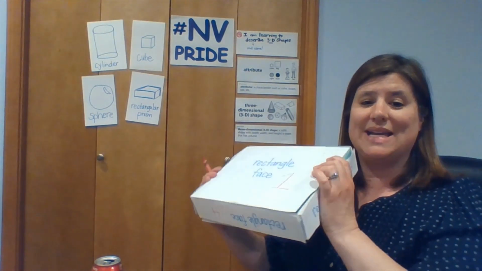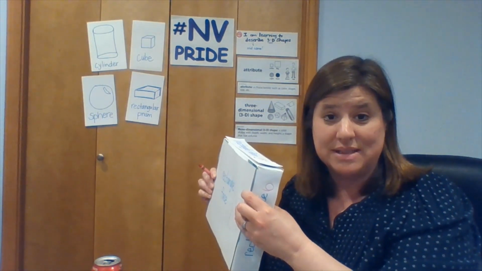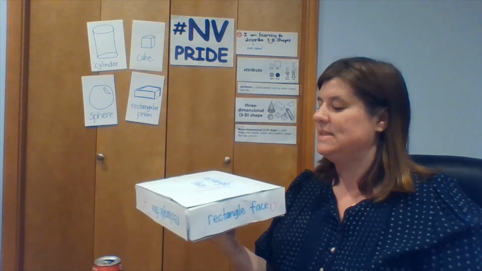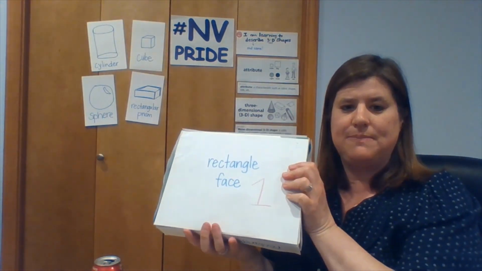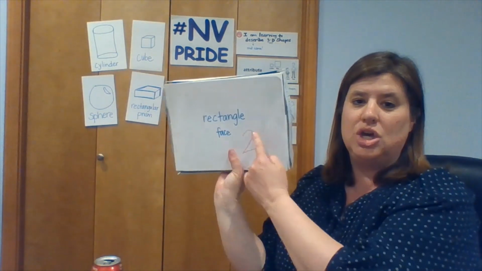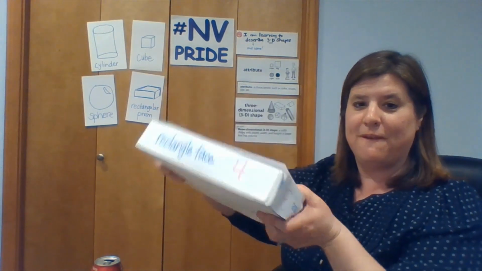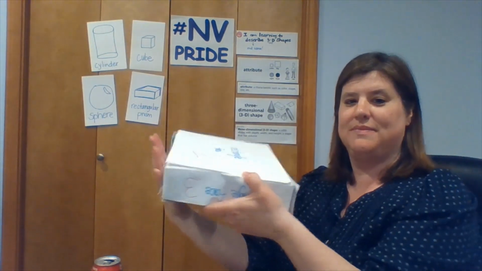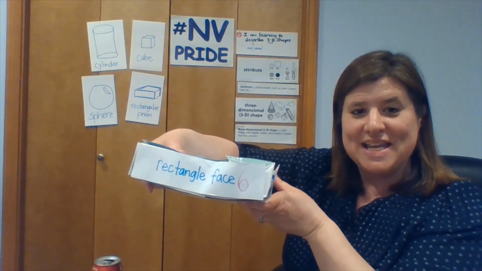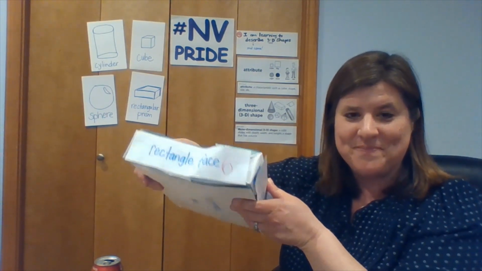So another way I can describe a 3D rectangular prism is by looking at how many faces the object has. And now I can quickly see that this rectangular prism has 1, 2, 3, 4, 5, 6 smaller 2D rectangular faces.